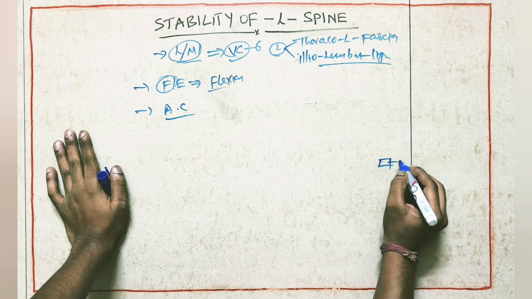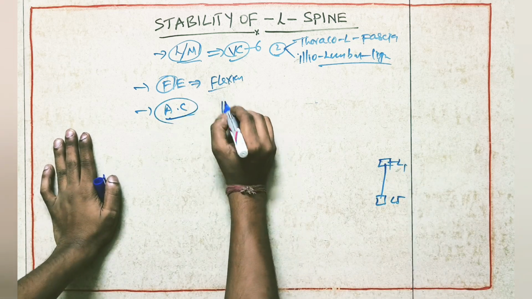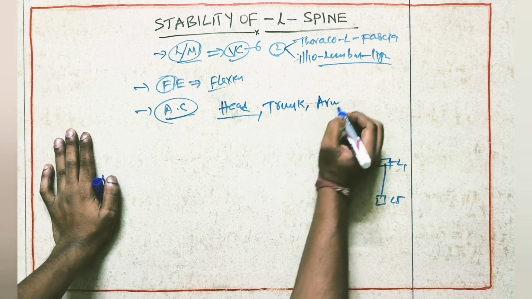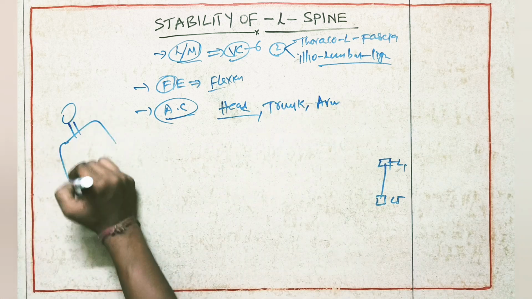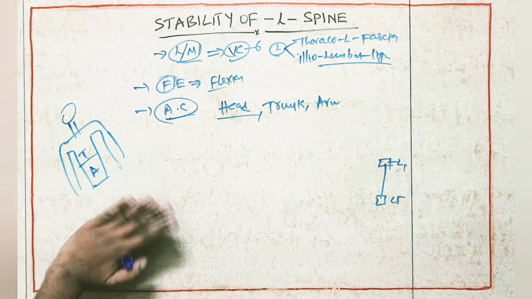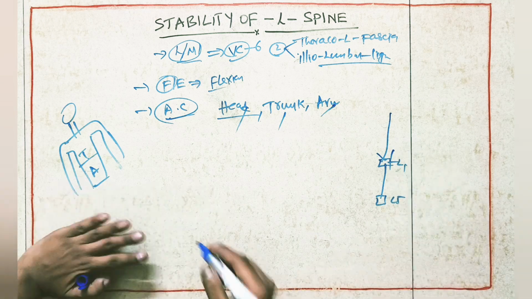Next point, axial compression of the lumbar spine. Suppose this is our lumbar spine, L1 to L5. The total body weight of the head, trunk, and arms: suppose this is the head, the neck, and these are the arms, and this is the trunk, here the thorax, and this is the abdomen. The total weight of head, trunk, and arms is going to give an axial compression on the lumbar spine.